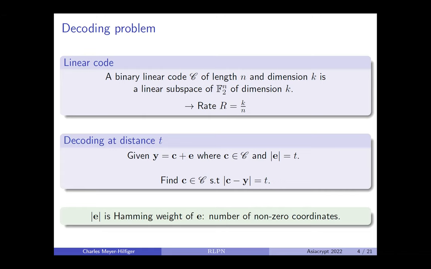And so now we can define formally the decoding problem at distance t, which can be stated as follows. I give you a noisy code word y, which is equal to c plus e, where c is a code word and e is an error vector of Hamming weight t. Here, the Hamming weight of e is just the number of non-zero coordinates of the vector e. So basically here, the error vector will be a sparse vector. So t will be small. And I ask you to find a code word c belonging to the code, such that c minus y is of Hamming weight t. So this is a hard problem, and all the code-based primitives rely on that.